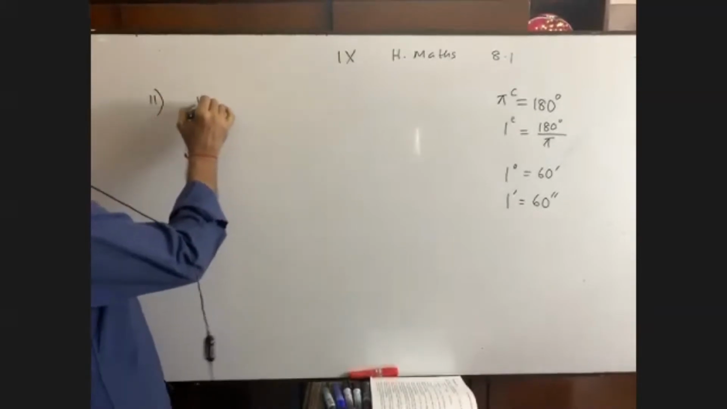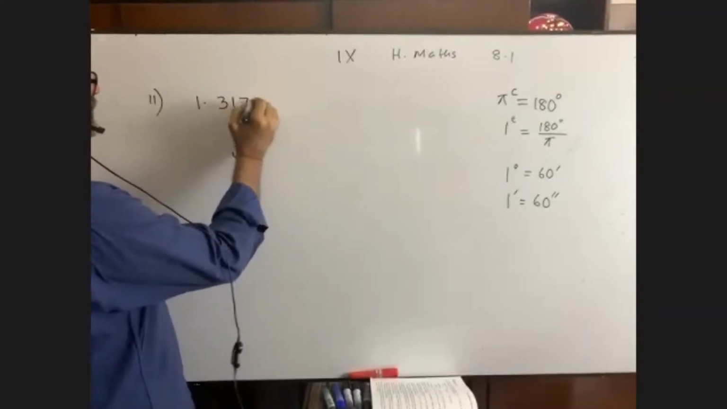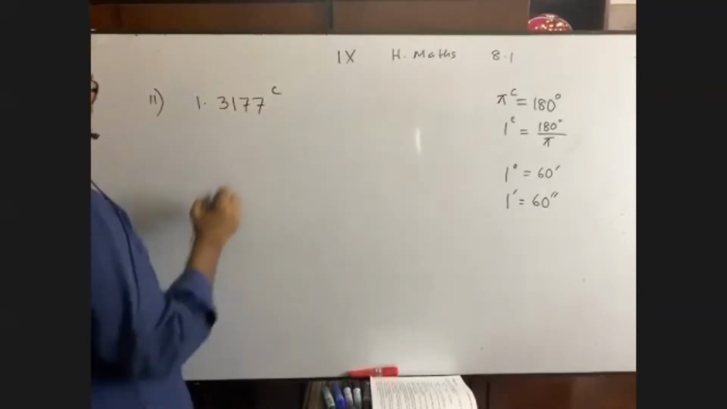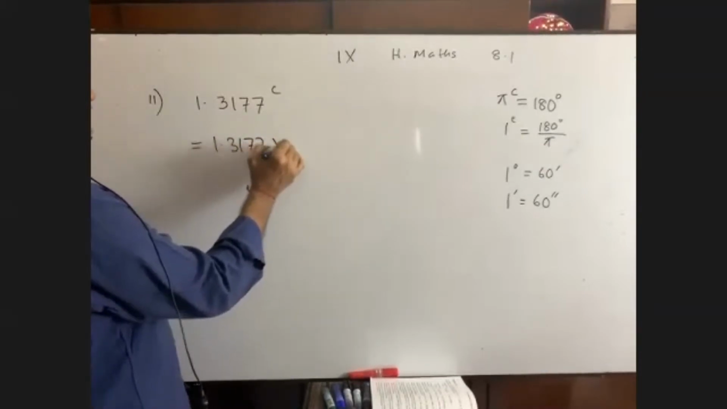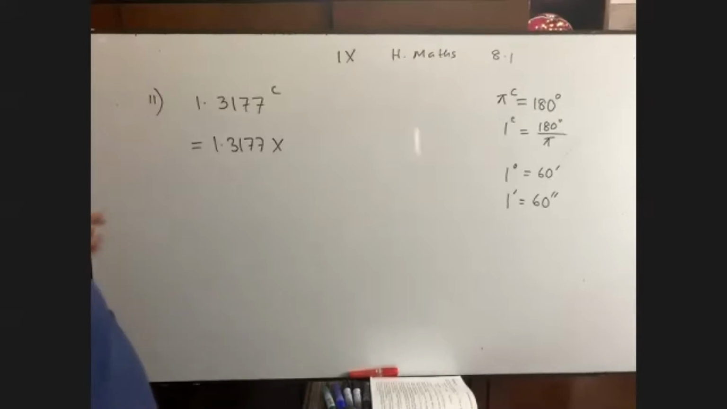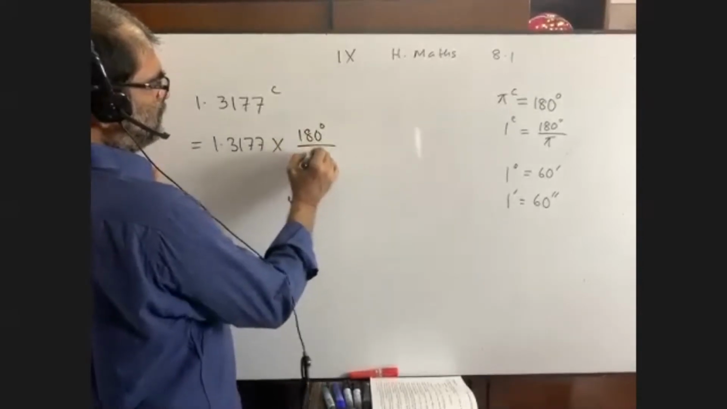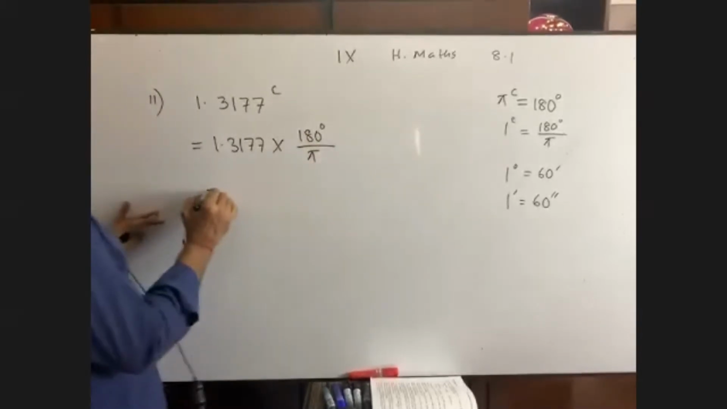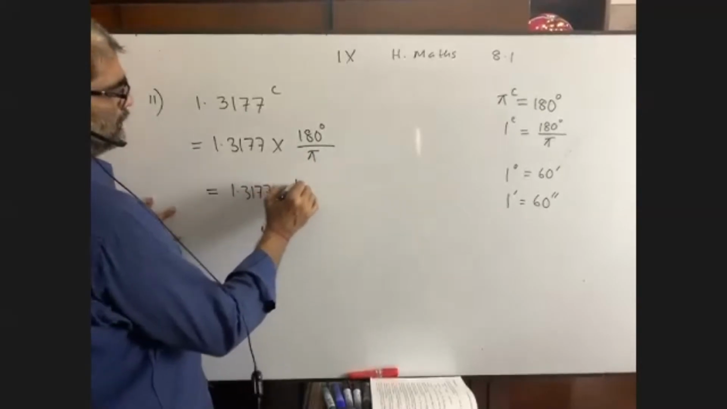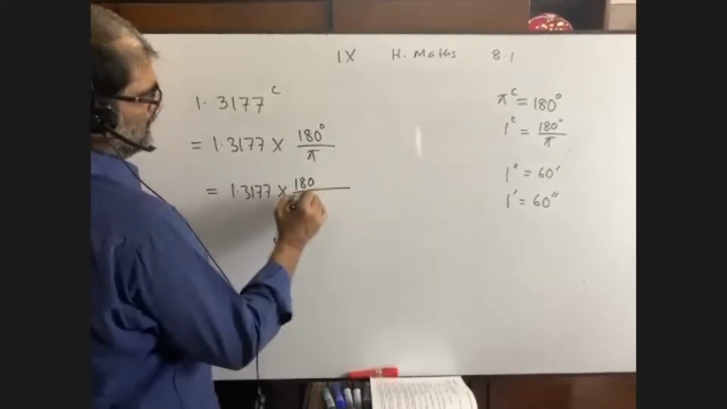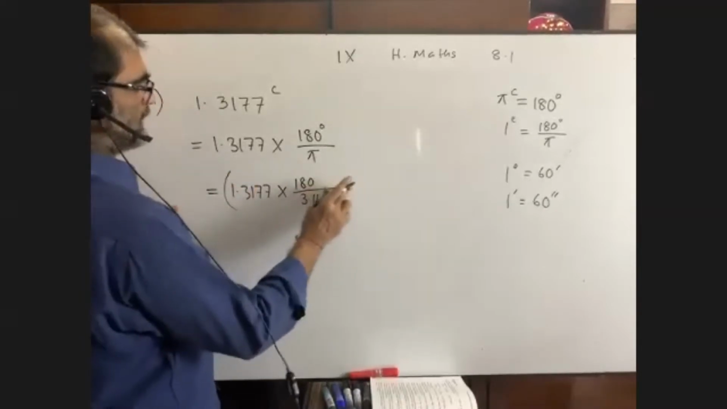Question number 2. 1.3177 radian. What is 1 radian? 180 degree by pi. Put the value of pi. 1.3177 into 180 by 3.1416. Use the calculator.